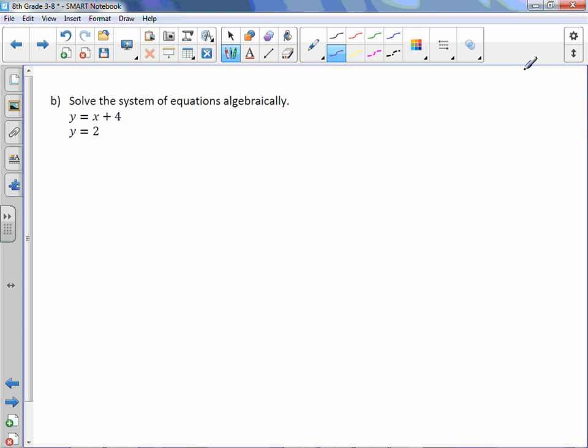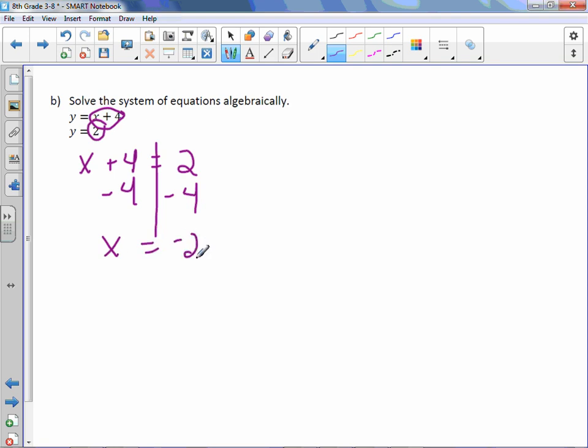y equals x plus 4 and y equals 2. So it only makes sense, since they're both equal to y, they must be equal to each other. So we write x plus 4 equals 2. Solve the equation. Subtract 4 from both sides. We get x equals negative 2.